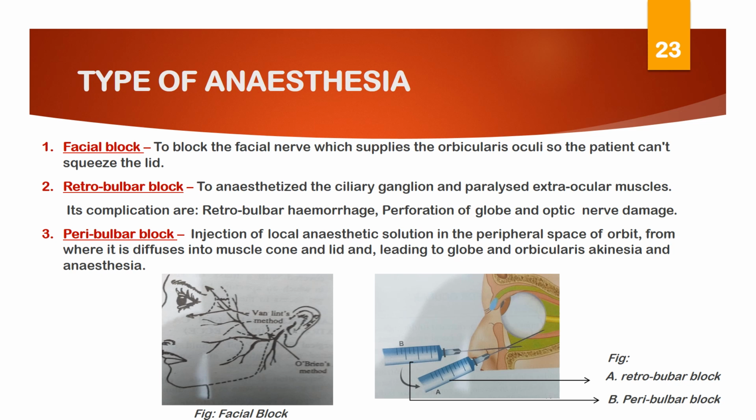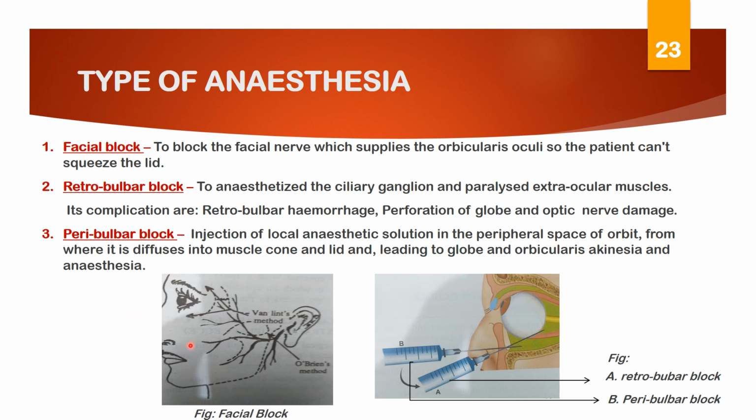And third one is the peribulbar block. Injection of local anesthetic solution in the peripheral space of the orbit from where it diffuses into the muscle cone and the lid, leading to globe and orbicularis akinesia and anesthesia.